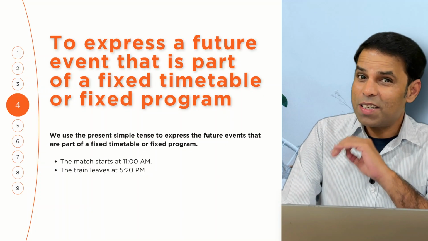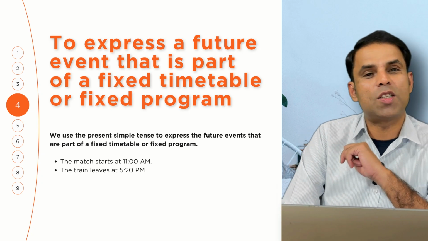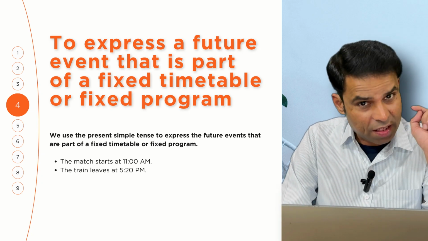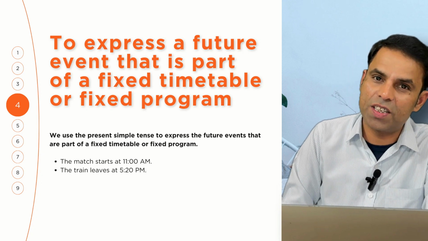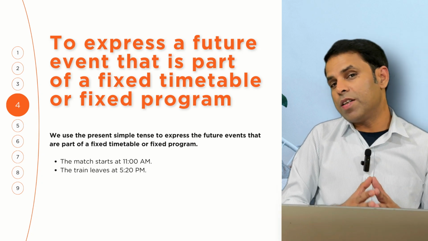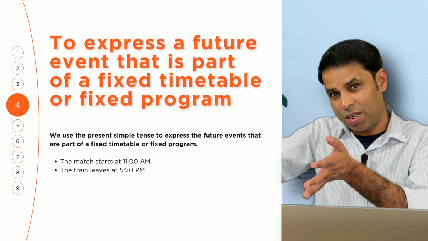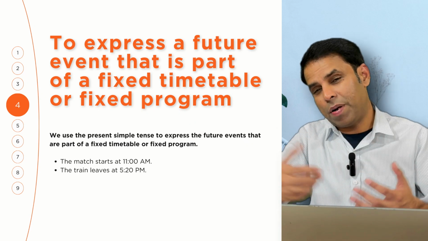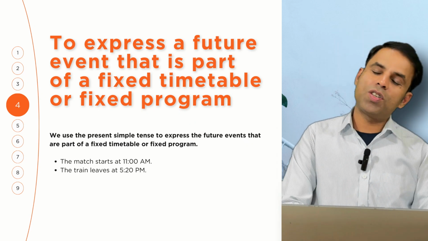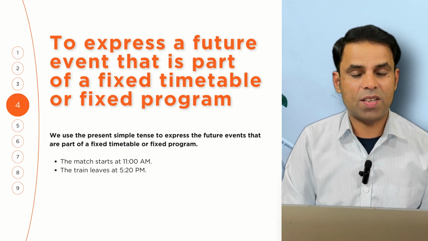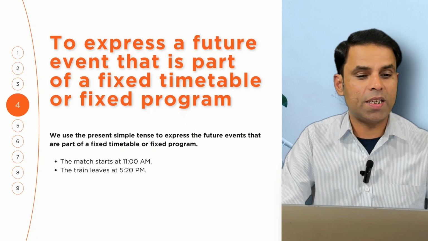Now let's talk about the next usage of present simple tense. We use the present simple tense to express future events that are part of a fixed timetable or fixed program. So whenever we want to talk about events which are part of a fixed timetable, we can use present simple tense. For example, the match starts at 11 a.m., or the train leaves at 5:20 p.m.